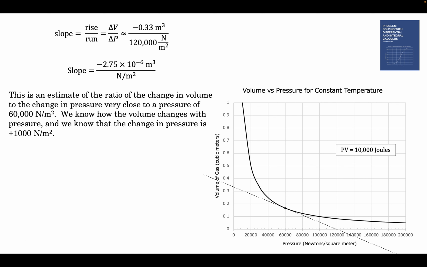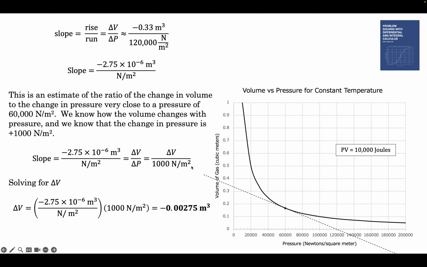Now we can calculate the change in the volume because we know the change in pressure and we know the ratio of their changes in this region. So the slope is the rise over the run, and we're running 1,000 newtons per square meter away from 60,000. We can calculate delta V by multiplying both sides by 1,000 newtons per square meter. We get a change in volume of minus 0.00275 cubic meters. And remember that we estimated this slope, so maybe we shouldn't include 3 significant digits here. We're not sure, but we can check with the normal equation.